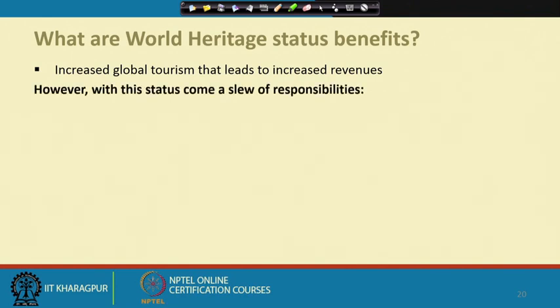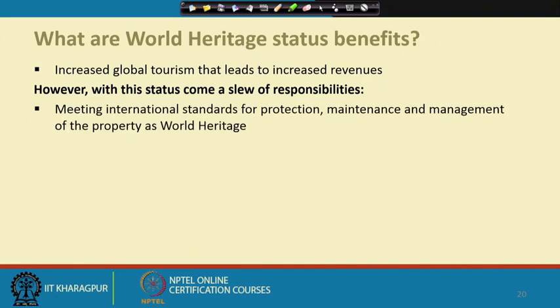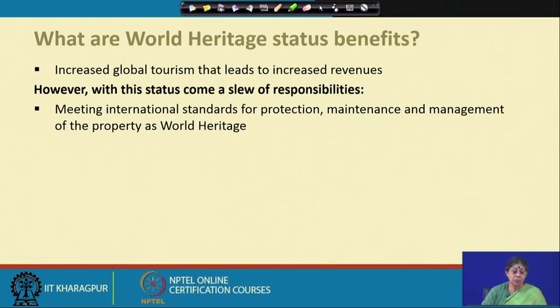However, with this come some other responsibilities. What is the responsibility? It has to meet the international standards for protection, maintenance and management of the property as a World Heritage Site. So, just being inscribed is not enough. To retain the status of an inscribed property as a World Heritage Site, it puts a lot of responsibility on the state party and the people and the government of that country, to maintain it.